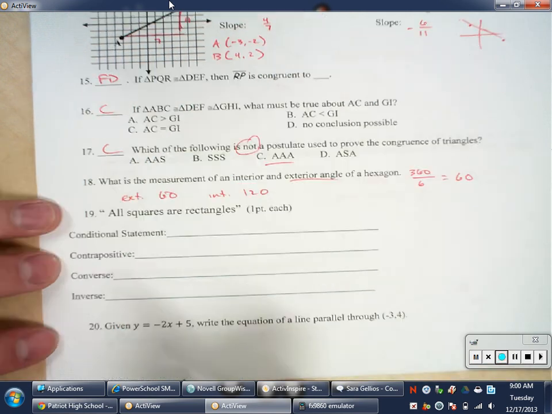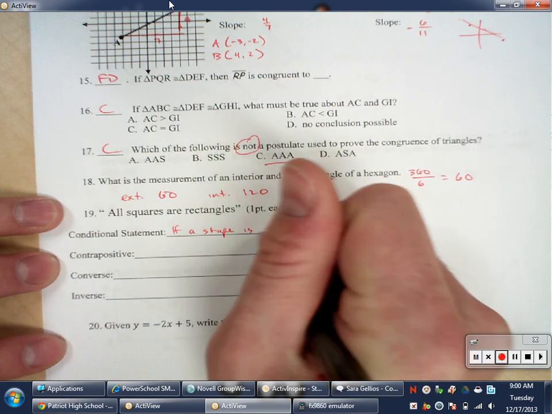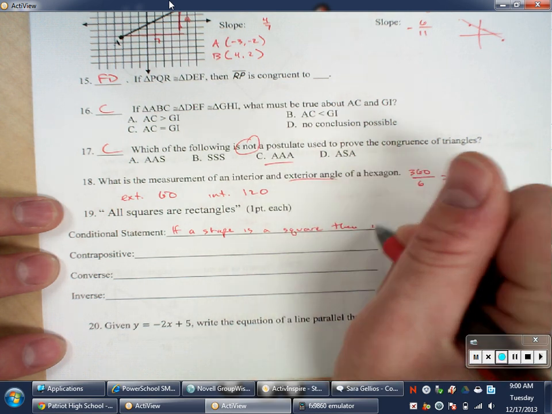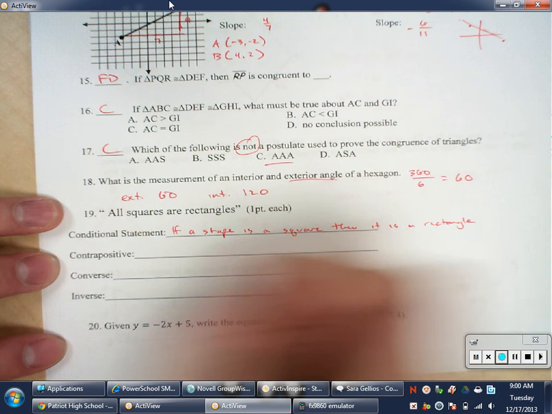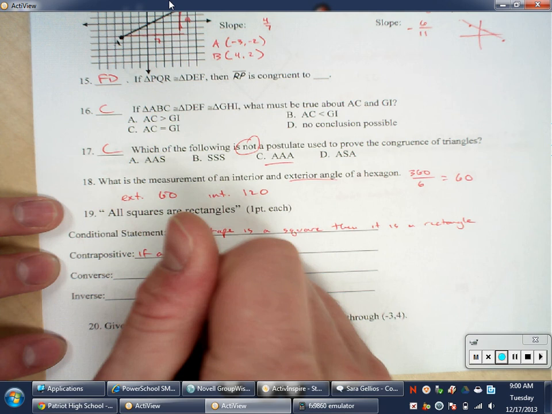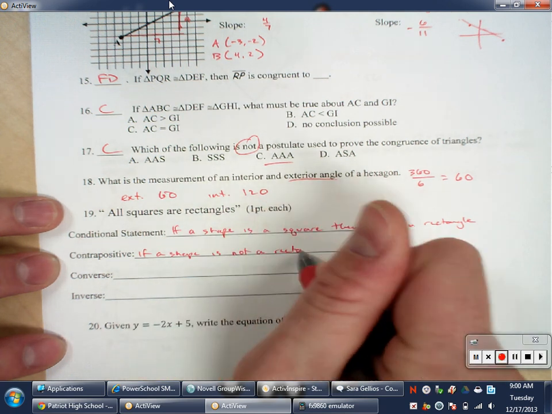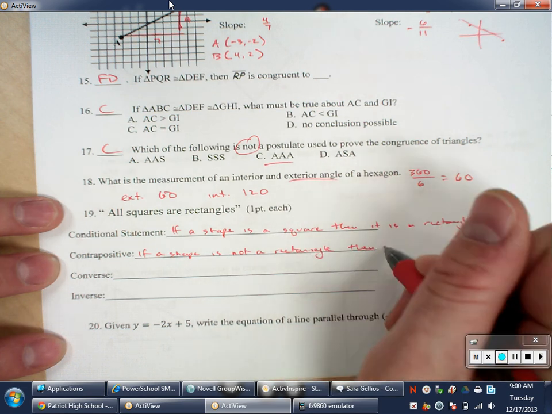Conditional statement, if a shape is a square, then it is a rectangle. Contrapositive switches them both and negates them. So if a shape is not a rectangle, then it is not a square.